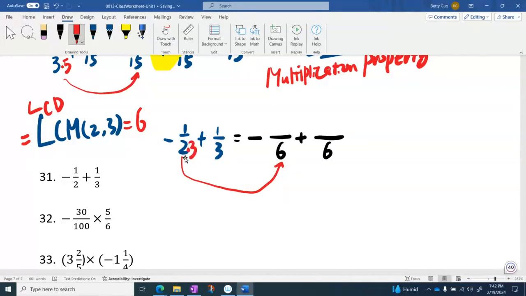From 2 to 6, we are missing factor 3, right? So we multiply both the numerator and the denominator by 3. And from 3 to 6, we are missing factor 2. So that's why we multiply both top and the bottom by 2.